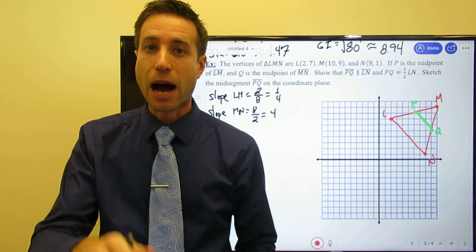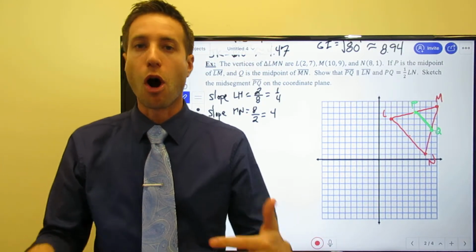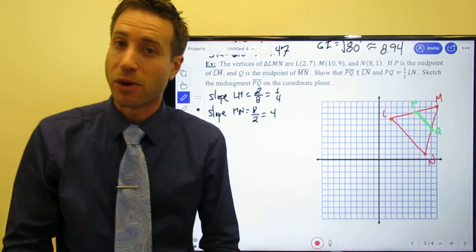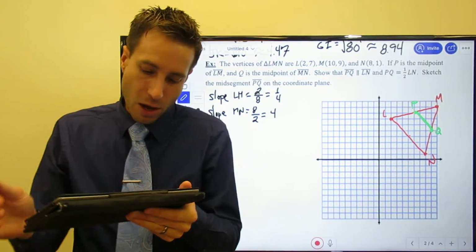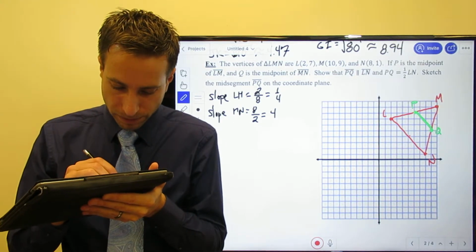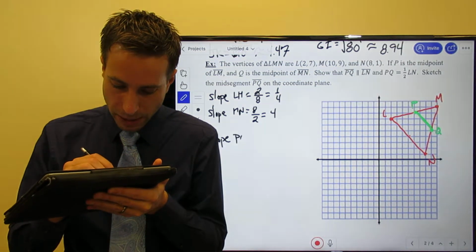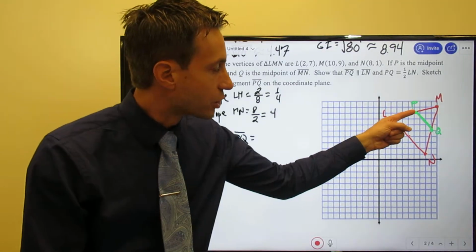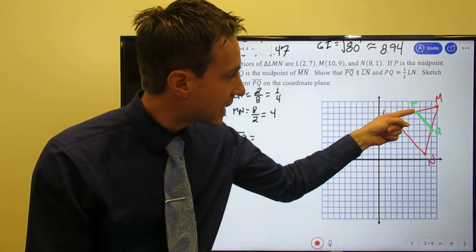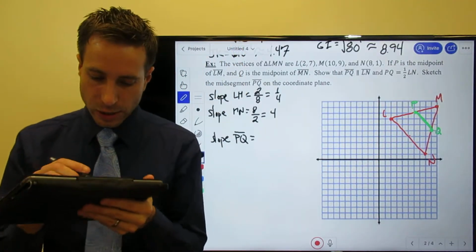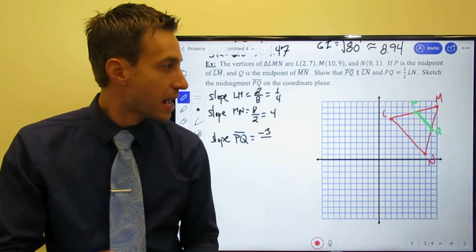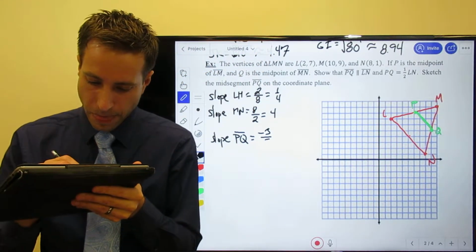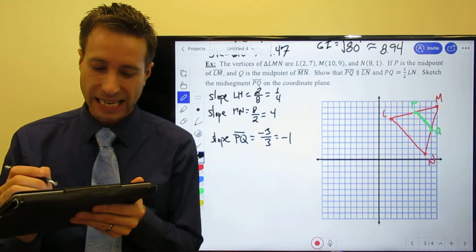PQ. Now, just like we did above, we want to know, are the slopes of PQ and LN the same? They're supposed to be parallel lines. Well, let's find out. The slope of PQ is, again, rise over run. So from P to Q, I'm actually going down 1, 2, 3 units. So that's going to be a -3 and a run of 3, which means I have a slope of -1.